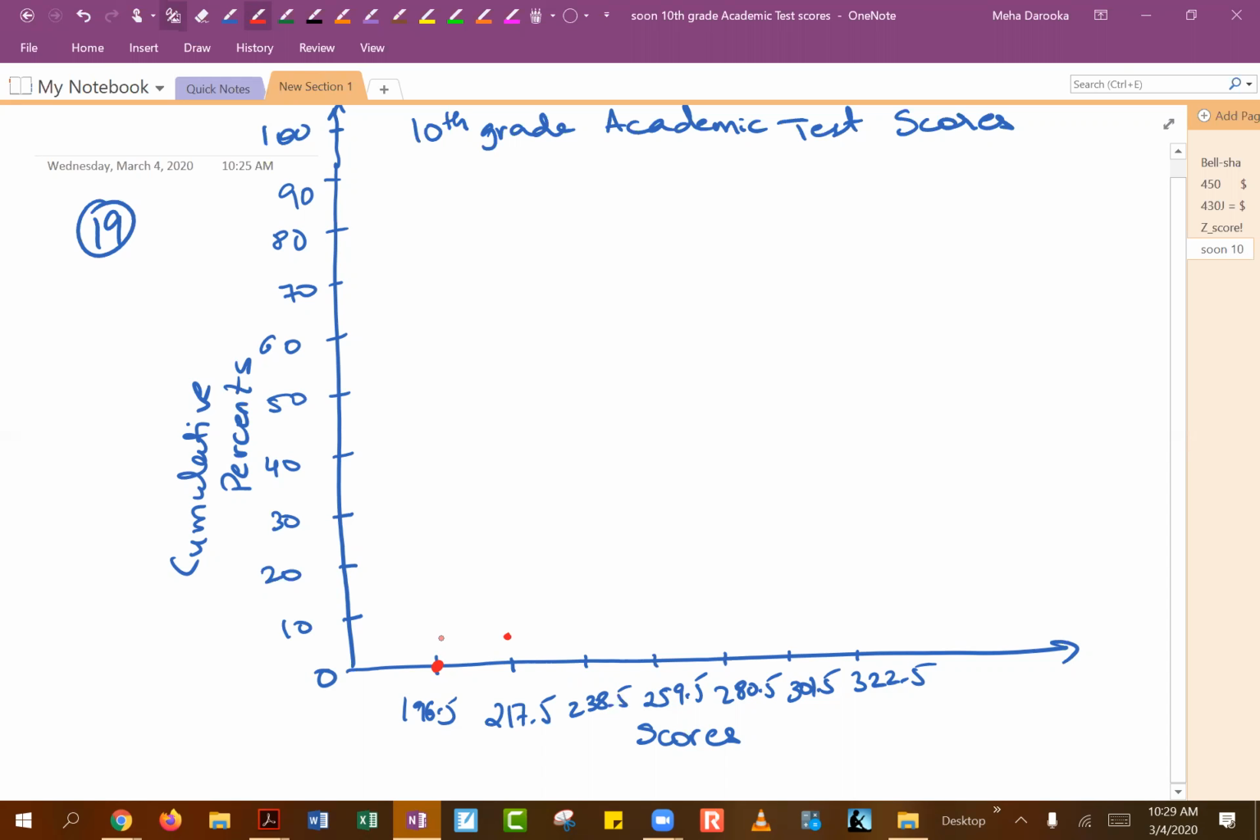Okay, then at 238.5, 18%. Okay, so 18% would be more than 3/4, which is slightly below 20. Oh, I wish I had a ruler.